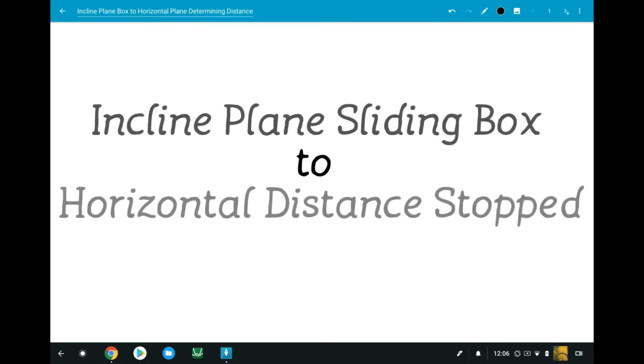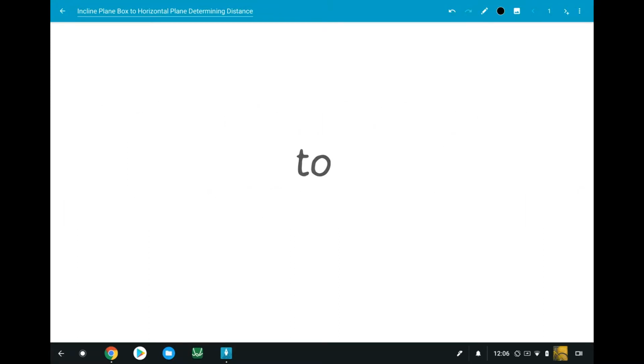This is part 4 of a 4-part series, and we're going to use information from part 1 and part 2. So if you haven't seen those, you can go back, or you can just go along with what I'm about to give you. So we have a ramp, and it has an angle theta, a box that's being held up about 5 meters up the ramp.